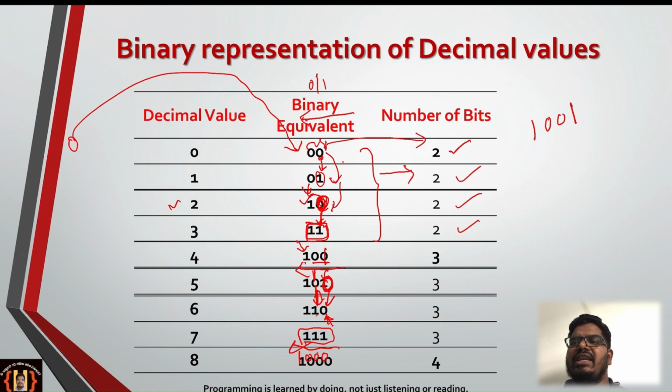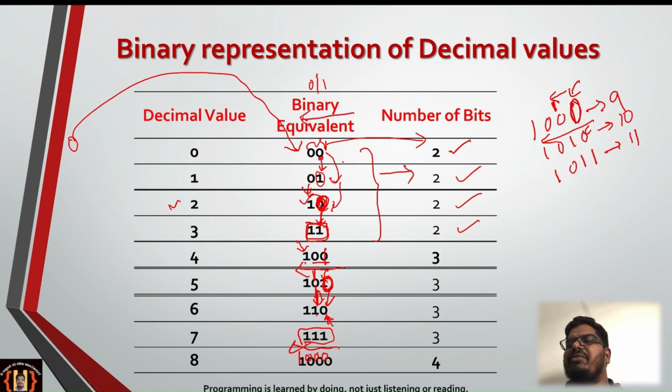This is your 9. And if I want to make 10, what is happening? What do I have to do? I have to make the right hand side bit 0 and move the left hand side bit to 1. That means 1 0 1 0 is your 10. Similarly, if I want to make 11, you have to always start from the right hand side. So there is a position 0, you can mark it to 1. Now 1 0 1 1, this is your 11, right?